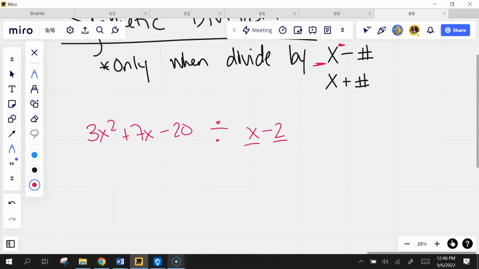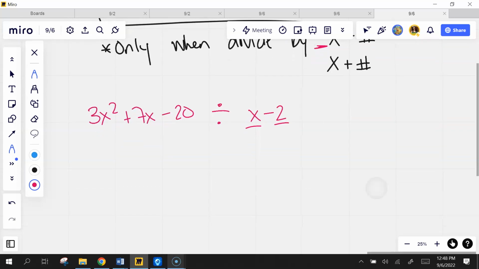All right, so when we set it up, have y'all done synthetic division before? Did y'all do it? Okay. I was talking to them. Yeah. All right, so here's what we do. You take this number, but the opposite sign. It goes on the outside.